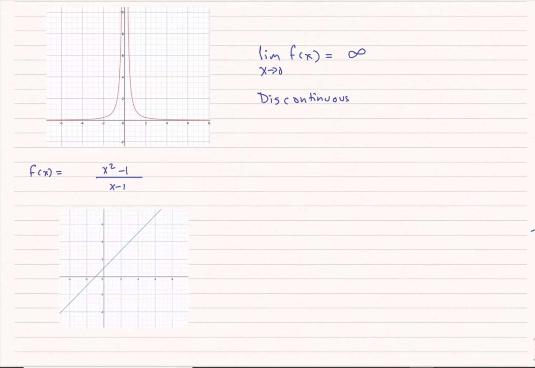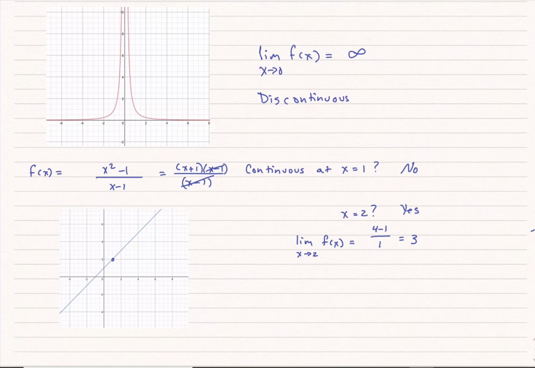What about a function like this, where I have f of x equals x squared minus 1 over x minus 1? Looking at the graph, it certainly looks like it's continuous. My only worry is what happens at the point x equals 1. That point right there. I'm pretty confident that although the limit exists at that point, f of 1 does not exist. So, although we can factor and divide out that x minus 1, you need to know that at the point x equals 1, it is not continuous.